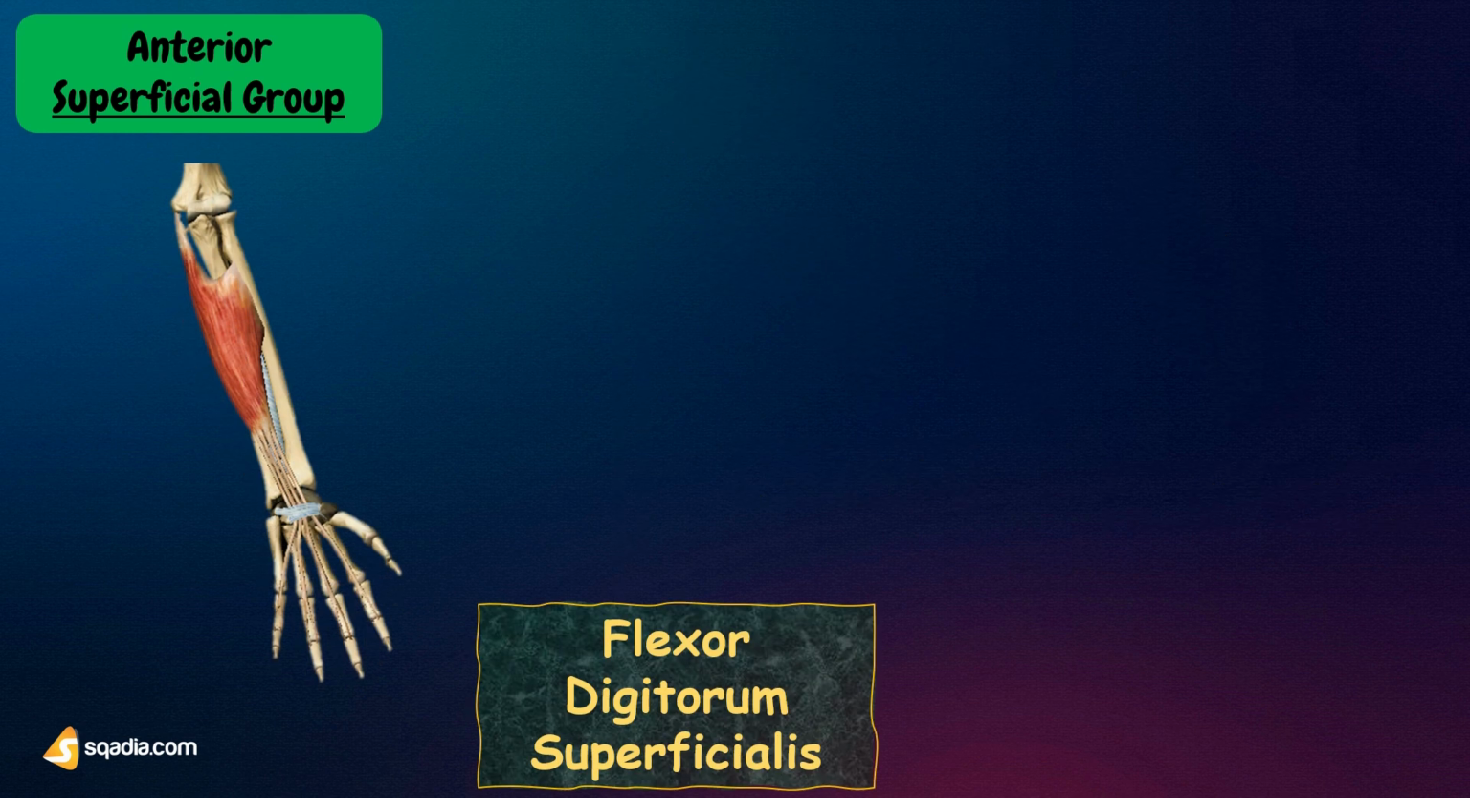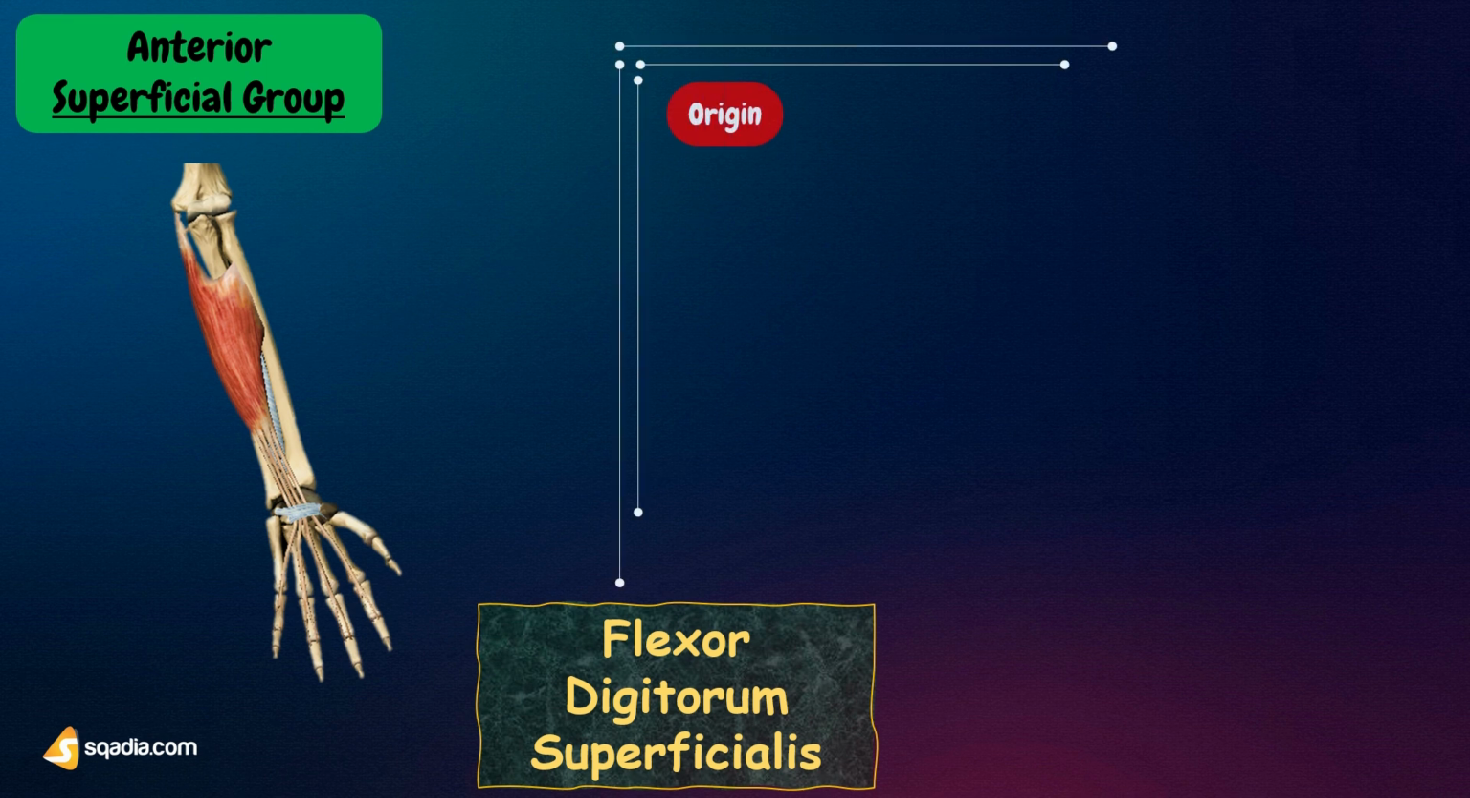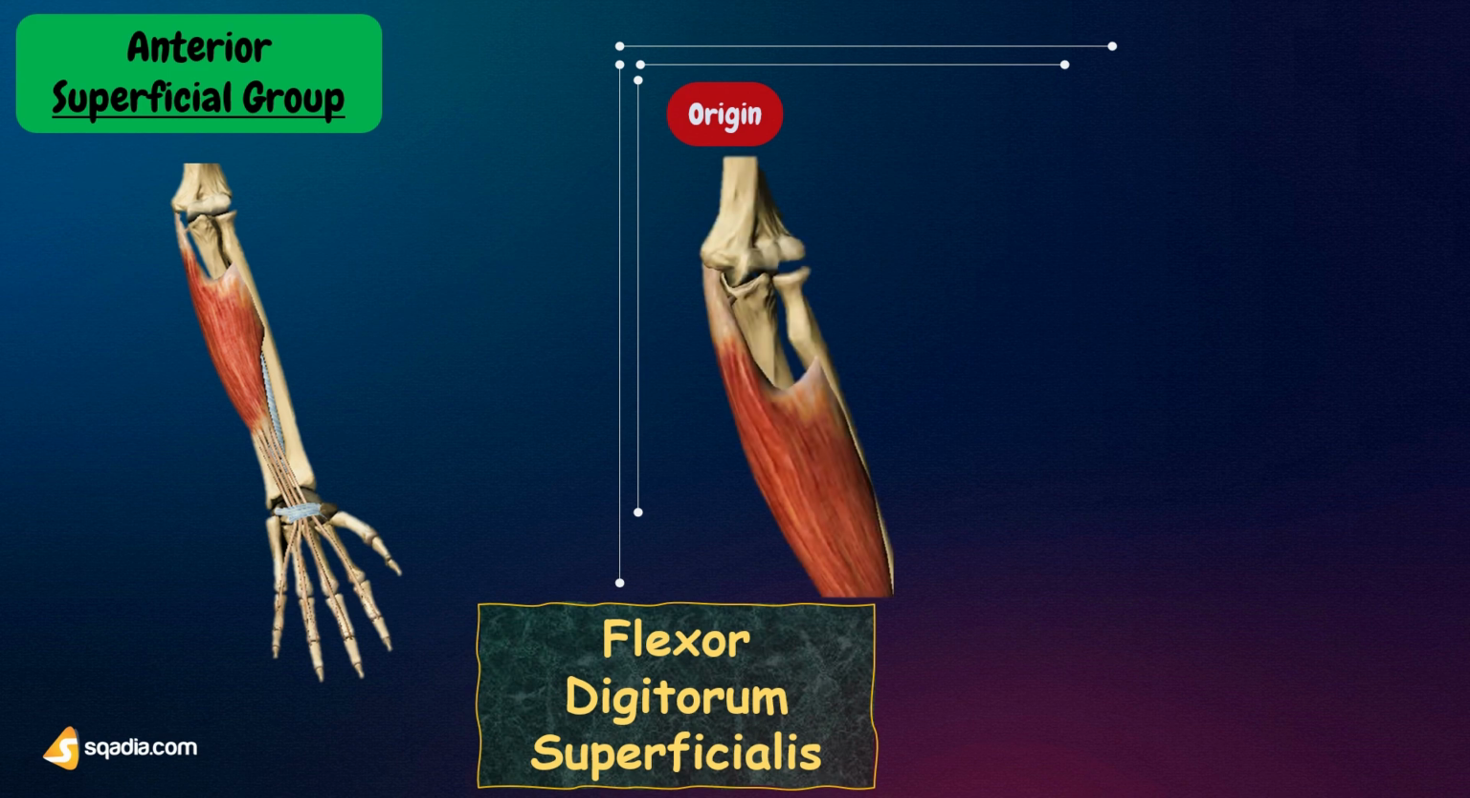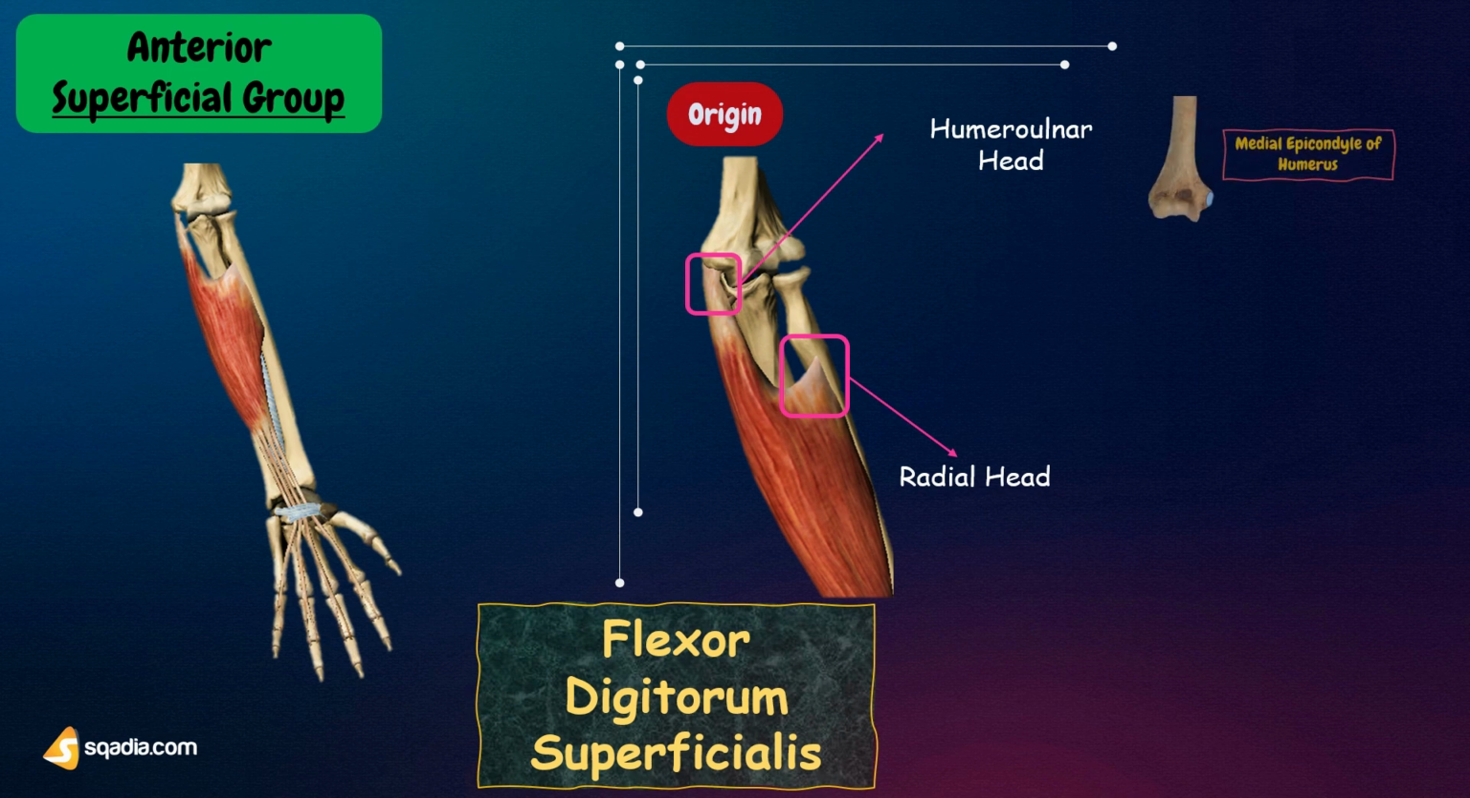The last muscle of the anterior compartment is the largest superficial muscle of the forearm. It is called flexor digitorum superficialis. This muscle is an intermediate muscle, meaning that it is neither a superficial nor a deep muscle of the anterior compartment of the forearm. This muscle also has two heads, the humeroulnar head and the radial head.